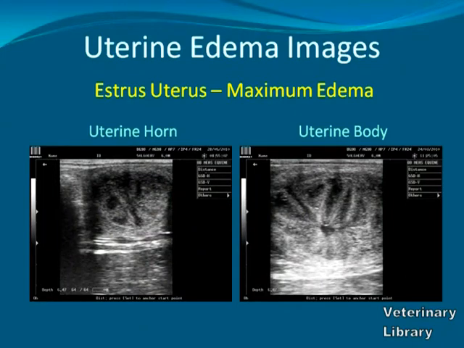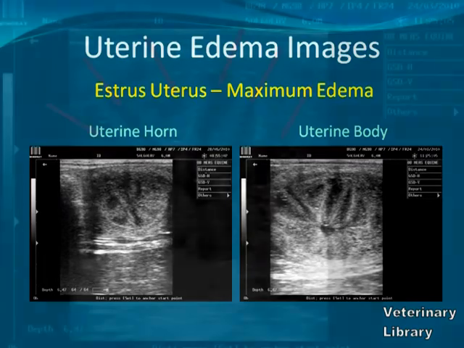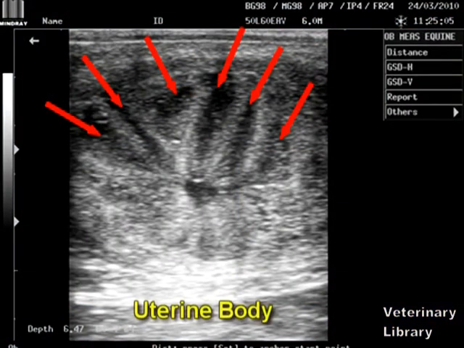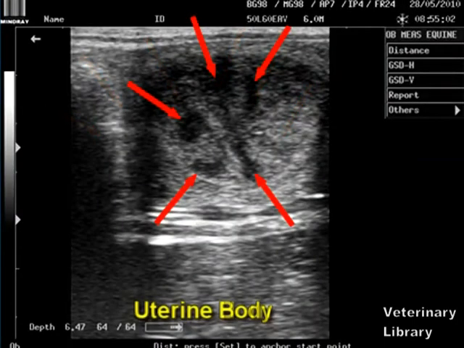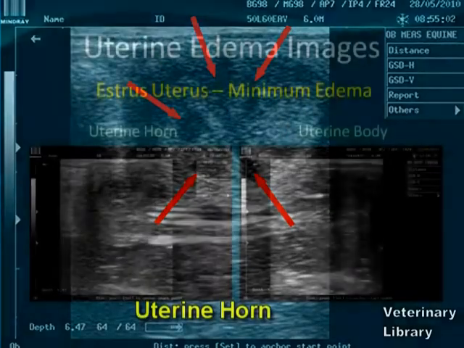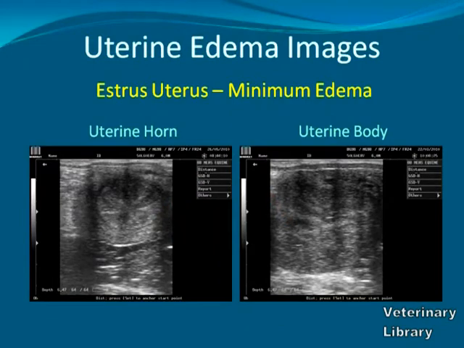This first set of ultrasound images illustrates maximal edema of the uterine horn on the left and the uterine body on the right. Red arrows have been placed on the images to indicate the areas of edema. Notice that the edema looks a bit like the slices of an orange that has been cut in half, particularly in the uterine horn. This next set of images illustrates minimal edema.